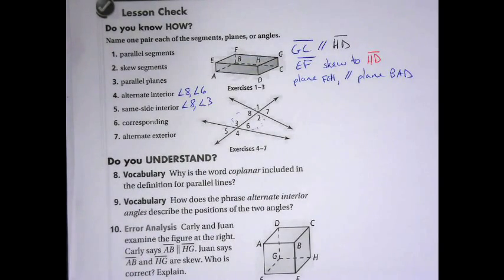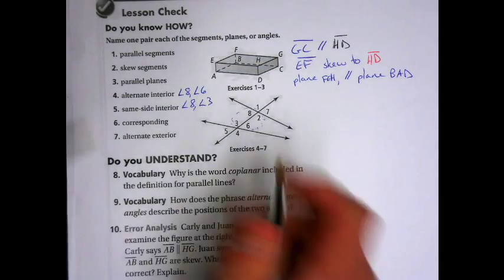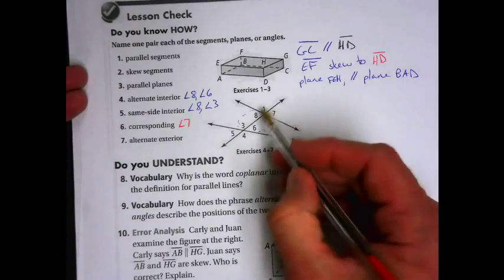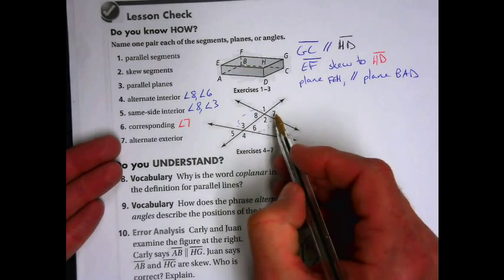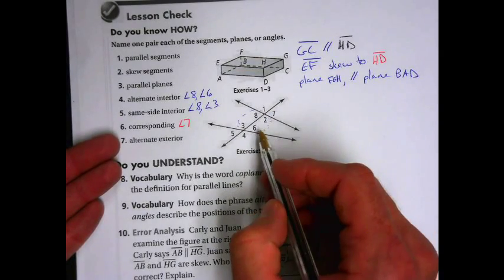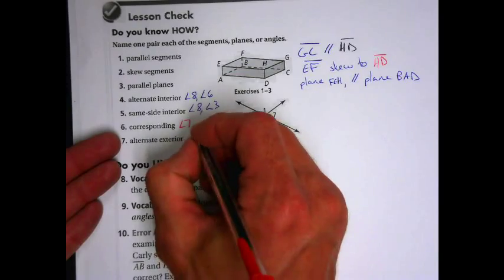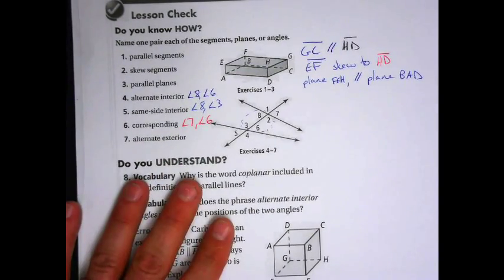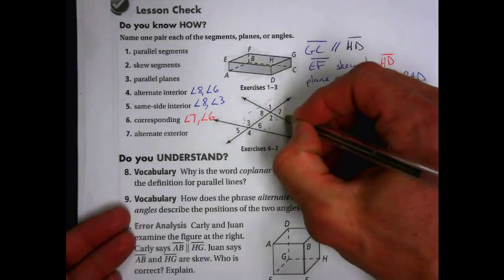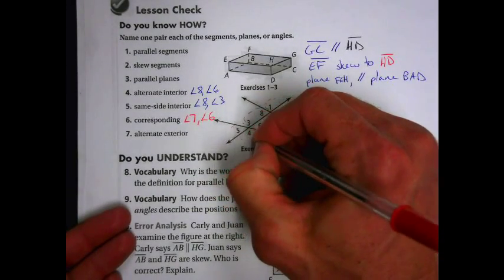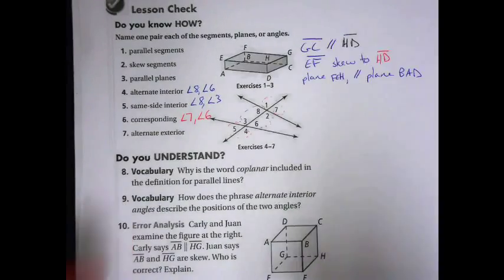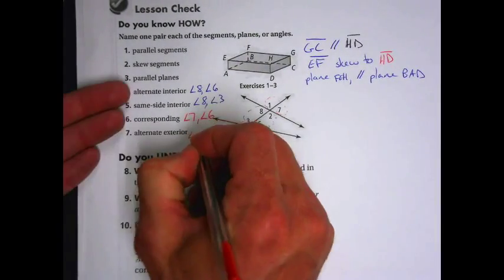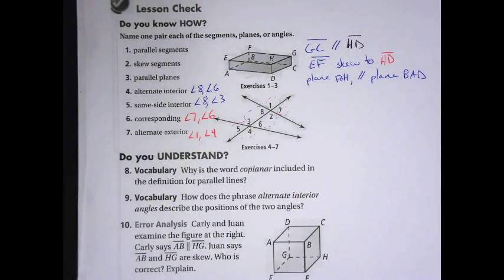And then corresponding angles, they're in the same position, right? So let's say I look at angle 7, for example. Angle 7 in this group of angles is on the right-hand side, so corresponding to that would be angle 6. And then alternate exterior, on the other side of the outside. So I look at my exterior angles. Here are my exterior angles. What's on the other side of the outside? How about angle 1, angle 4? And that's how I work on that.